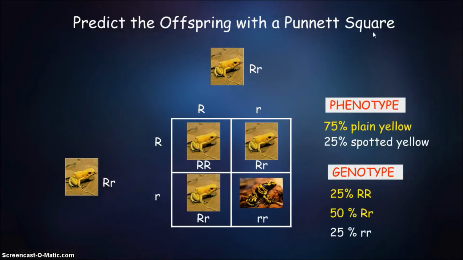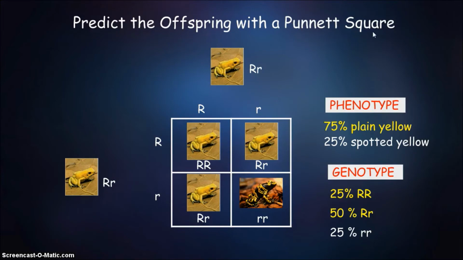Okay, so here's a review of that problem that you just did. As you can see in our Punnett square, we have our genetic combinations, and as far as the phenotype is concerned, 3 out of 4, or 75%, are plain yellow, and you can see those 3 plain yellow frogs there in the square. The phenotype also includes 1/4, or 25%, spotted yellow frogs in the offspring.